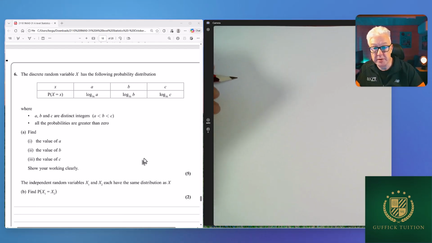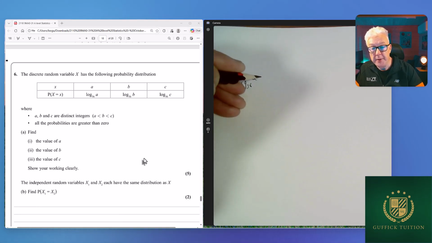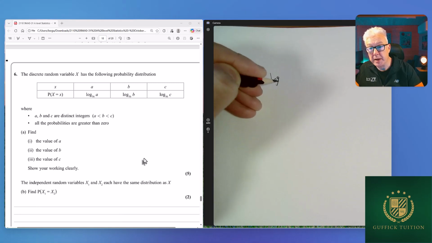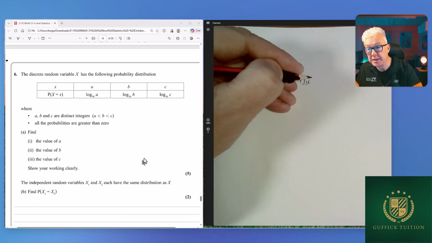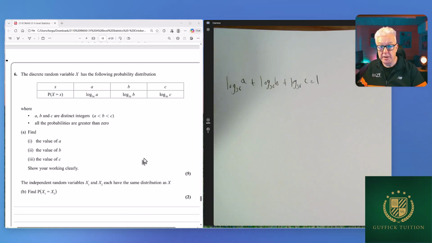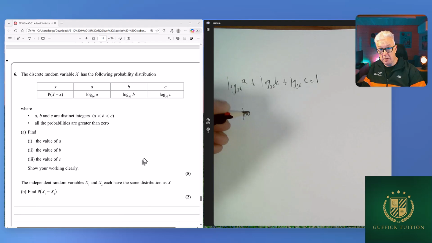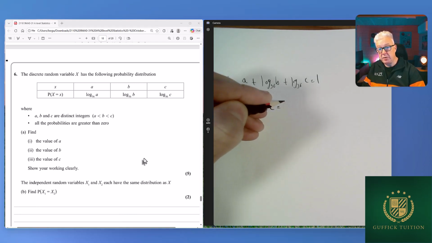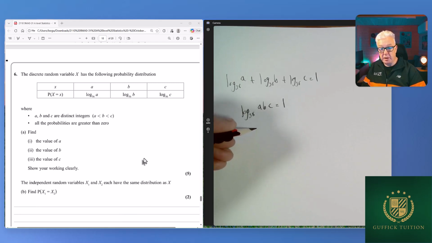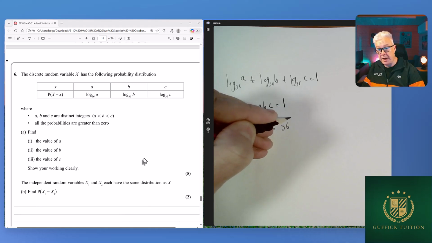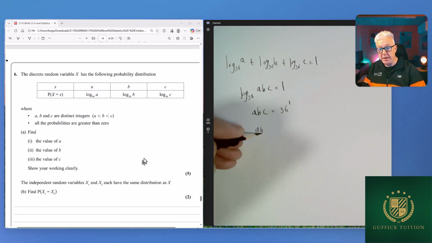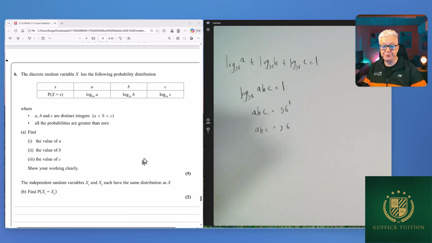the table are going to add up to make 1. So log to the base 36 of a plus log to the base 36 of b plus log to the base 36 of c equals 1. Now, using the laws of logs, that means that log to the base 36 of a times b times c equals 1, which means, reversing the log now, a times b times c is equal to 36 to the power of 1. So we've got abc is equal to 36.